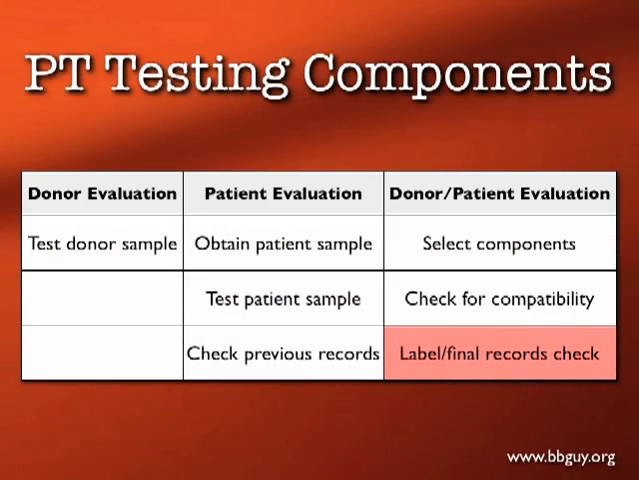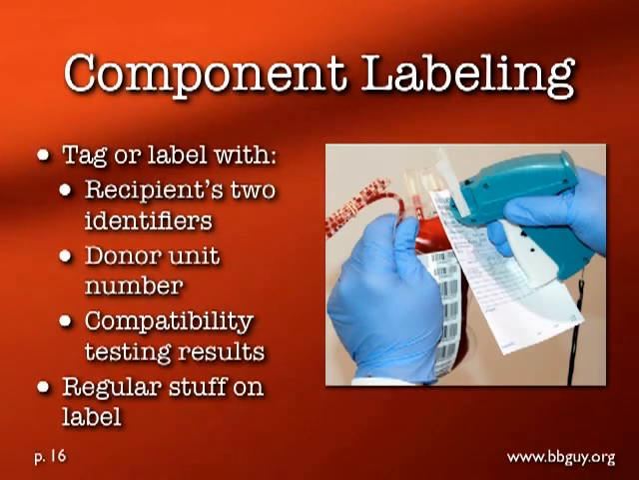but again, for interest of time, let's finish this off by talking about the label and final records check. Basically, once everything is ready to go and that unit is ready to go out the door, you tag or label that unit with generally a tag that looks somewhat like what you see in the picture there. That tag includes the recipient's two identifiers that we talked about before, has to have the donor unit number and the results of compatibility testing if such testing has been done.